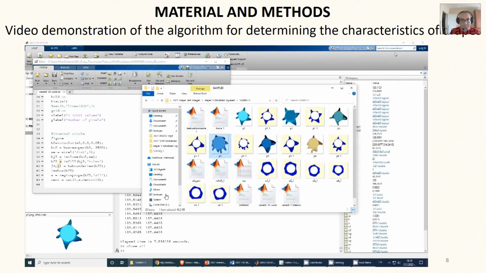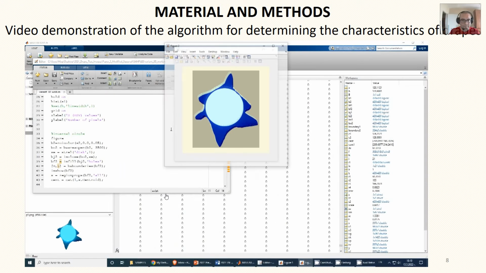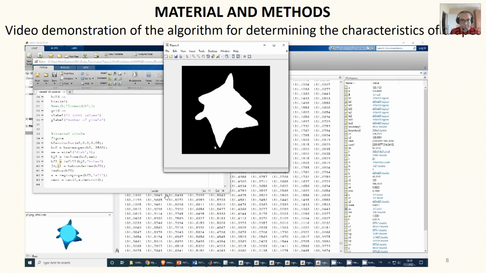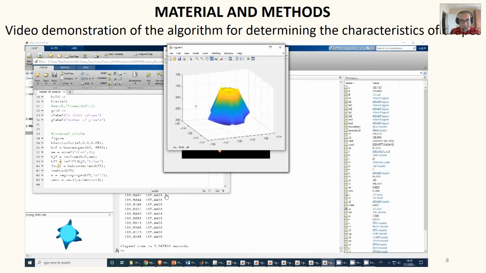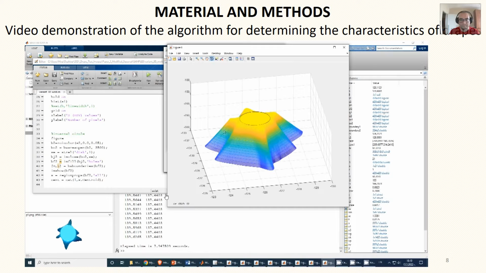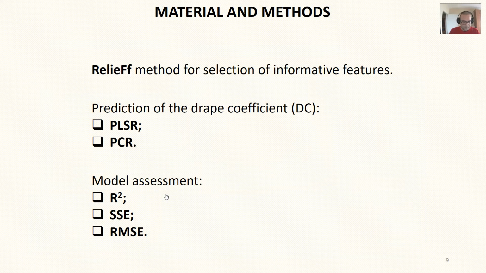Also, drape as a picture. After the execution of the algorithm, "3D drape" is obtained. The selection of informative features for predicting the drape coefficient DC was made by the relief method.